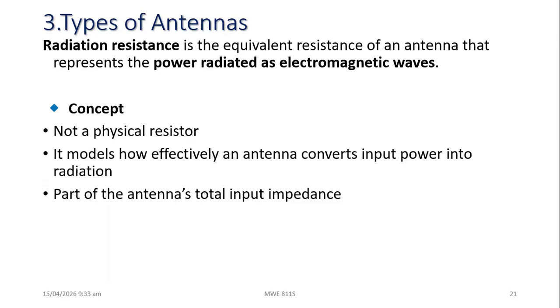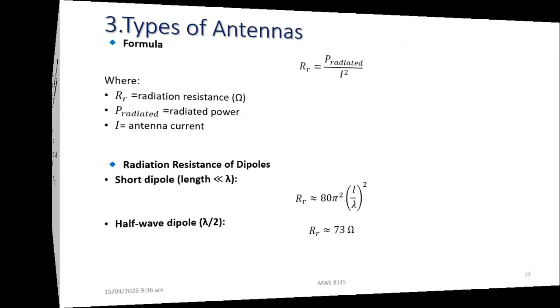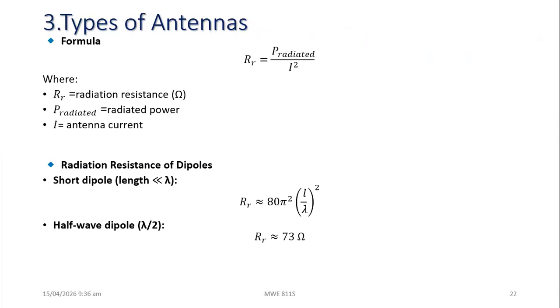It forms part of the antenna's total input impedance. Remember, we had talked of Z and the impedance. When we talk of impedance matching, that radiation resistance forms a part of that antenna impedance. Next thing to take note of here is, how do you calculate this radiation resistance? There are two formulas that we can adopt. If we know the radiated power and we know the current flowing into the antenna, squaring the current and dividing the power by it gives you your radiation resistance.